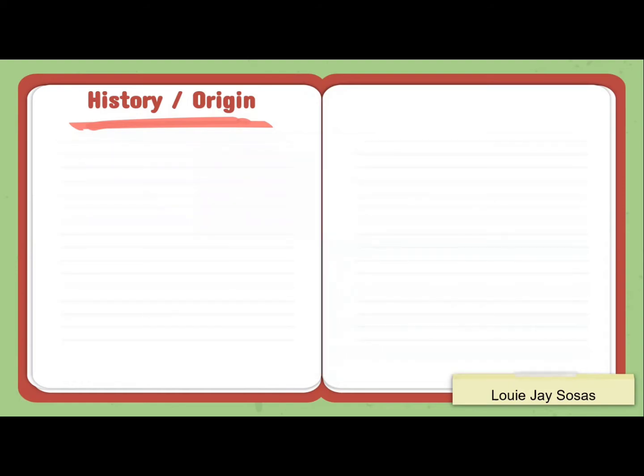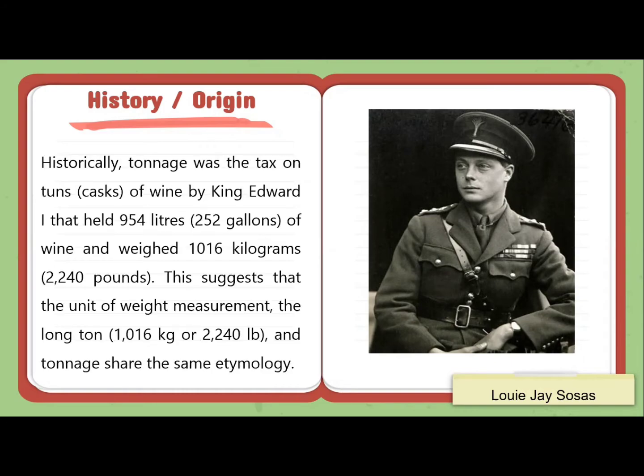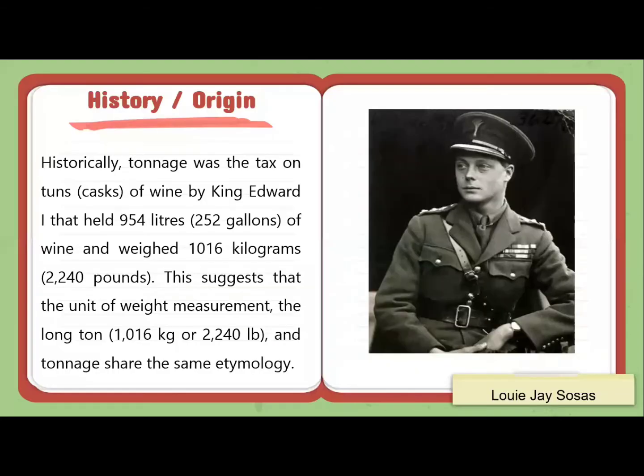So at this juncture, to add more information about the history or the origin of the TPC, or the tons per centimeter, who is King Edward and what is his contribution? Next slide, please. Edward was a king of the United Kingdom and the dominions of the British Empire, and emperor of India from January 20, 1936 until his abdication in December of the same year.